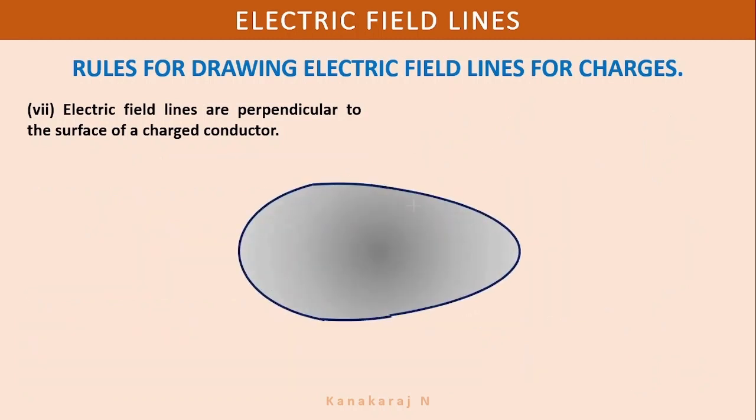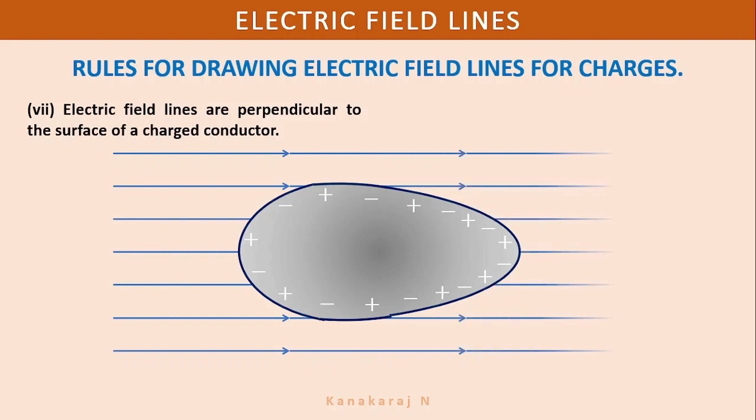Here you have a conductor. The charges are uniformly distributed. It has both positive and negative charges. All the charges are available on the surface. It is placed in a uniform electric field. Good. Once it is placed in a uniform electric field, on the left hand side you have a positive plate and on the right hand side you have a negative plate. That produces this electric field.